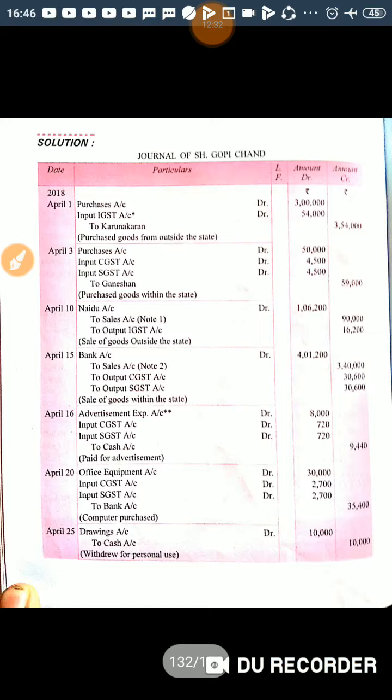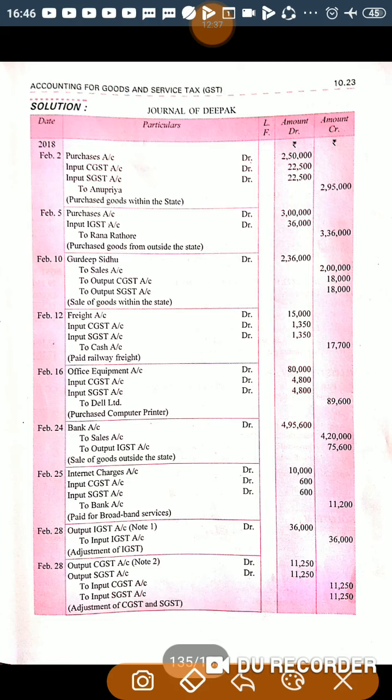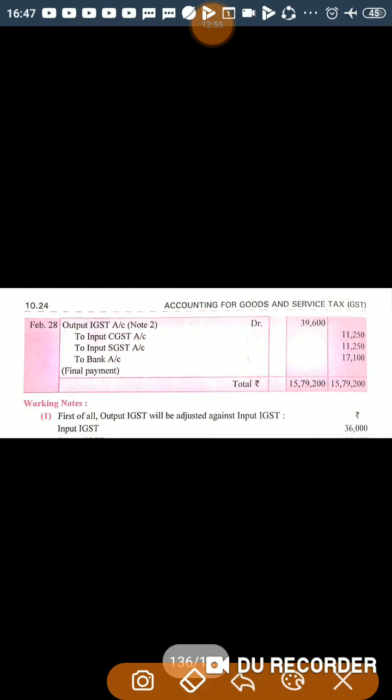So the journal entry has been passed. First of all, output CGST will be debited with 11,250, output SGST 11,250, to input CGST 11,250 and 11,250. Now output IGST 39,600, out of this 11,250 and 11,250 has been paid out to input CGST and input SGST write-off, and the balance of 17,100 paid off through bank, that is to bank account.